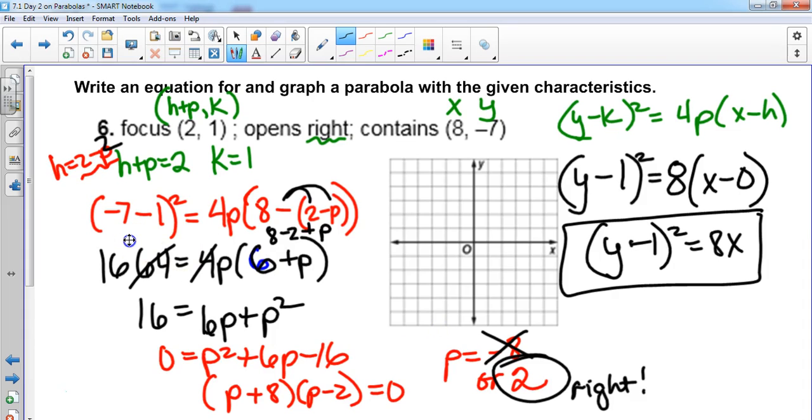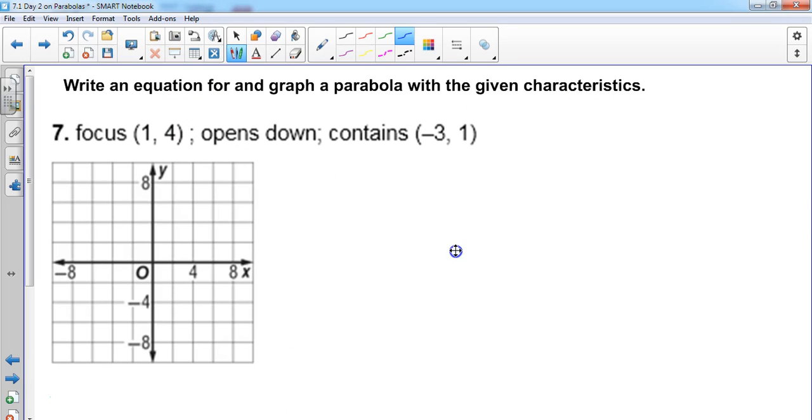And we didn't even graph it. I should have graphed it, just to show you that when we went over 2 and up 1 and we knew it was going through some mystery point, 8, negative 7 down here, it had to be opening right and we didn't know where the vertex was. Okay? Where is the vertex now? 0, 1. Does that make sense that the vertex could be at 0, 1? Okay. I should have graphed it to begin with just so you had an idea.